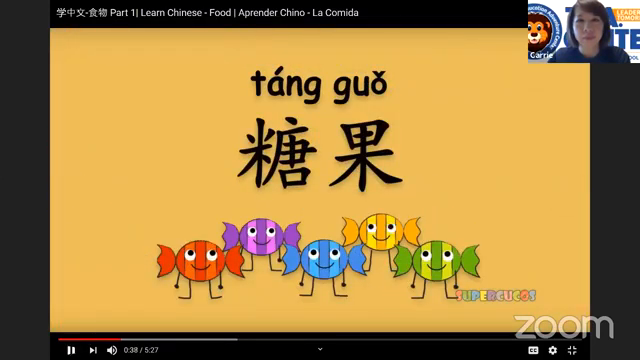糖果. This is also one of the favorite candies, okay? Candies in Chinese is 糖果. So repeat it three times.